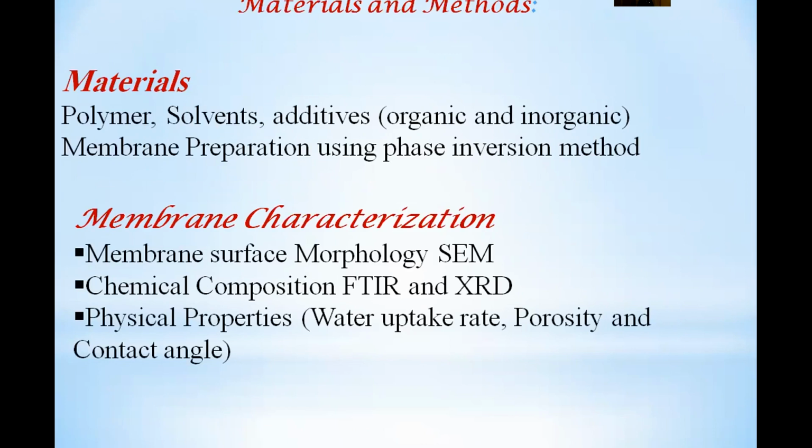After preparing the membrane, we made some characterization. We used scanning electron microscope to identify the membrane morphology, and XRD and FTIR to identify chemical composition. Finally, physical properties: water uptake, porosity, and contact angle.